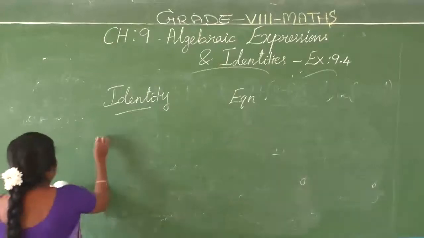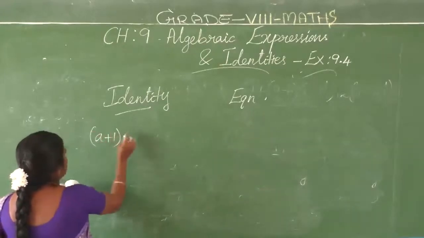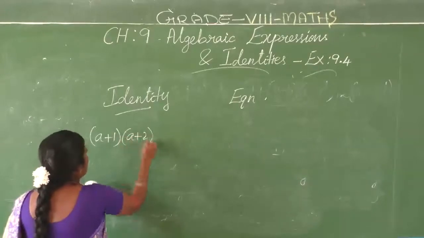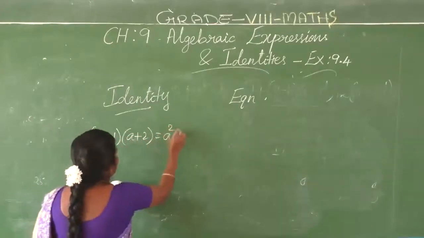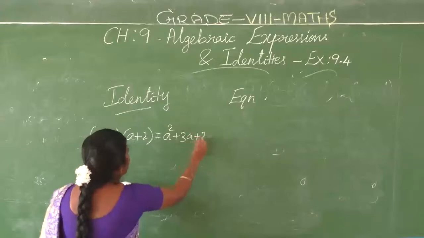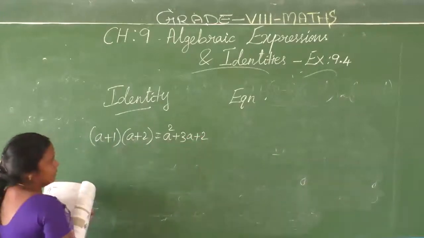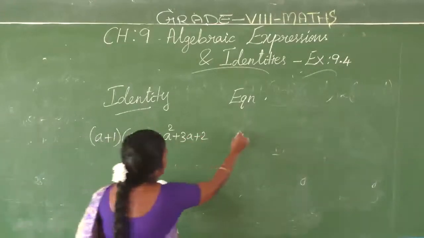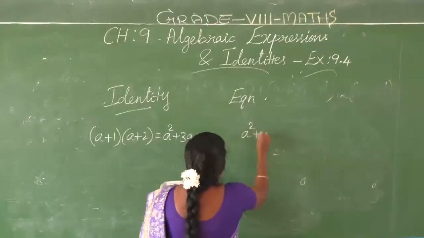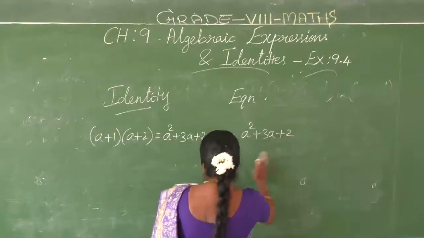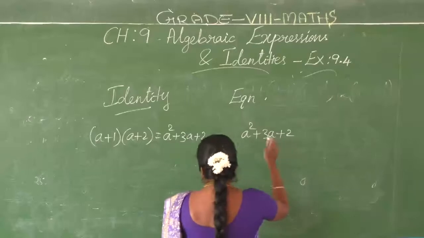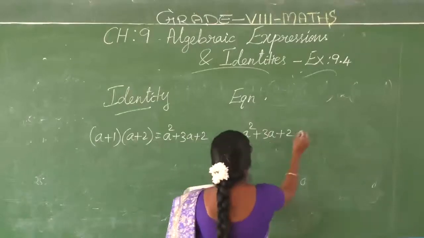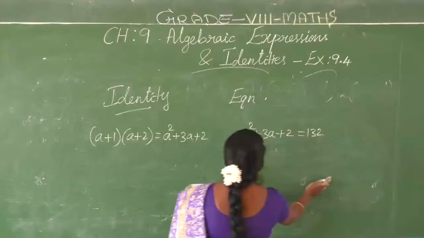See, (a plus 1) into (a plus 2) is equal to a square plus 3a plus 2. This is one identity they have given. Okay. Here also, a square plus 3a plus 2 is equal to 132, given.